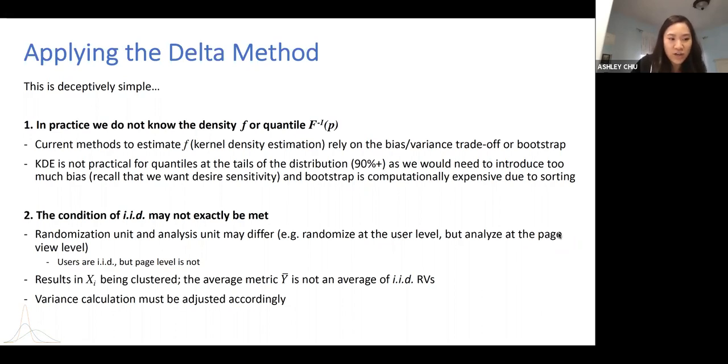And the second challenge here is that the condition of IID may not be met. As I mentioned before, the randomization unit might differ from the analysis unit. So we might randomize at the user level, but then analyze at the page view level. So there is correlation between each one of those observed page level metrics. An example of that might be looking at page load time.